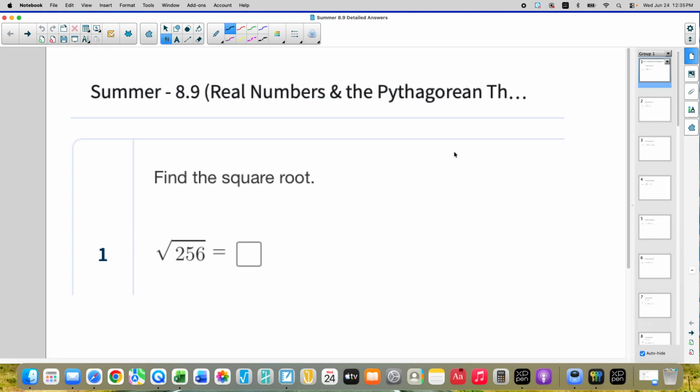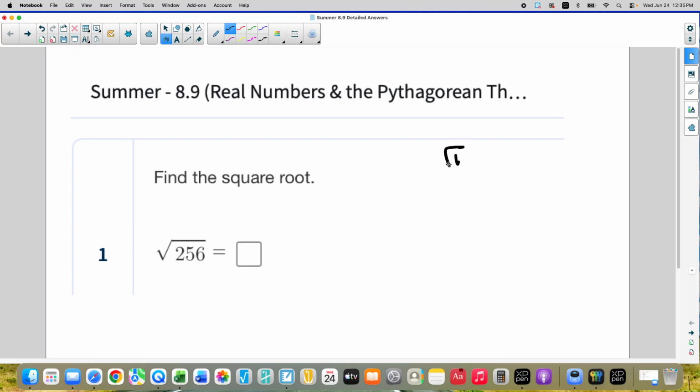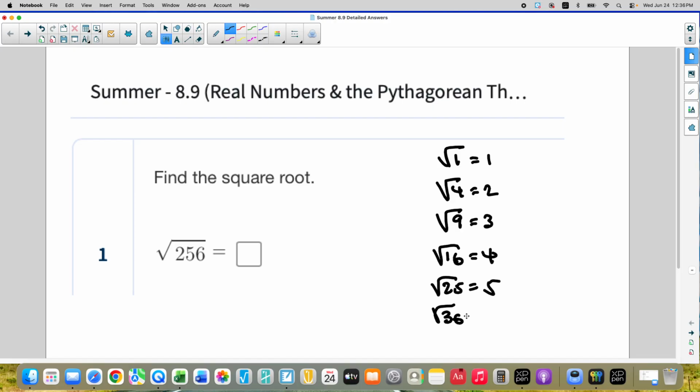Many students just memorize square roots. Square root of 1 equals 1. The square root of 4 equals 2. Square root of 9 equals 3. Square root of 16 equals 4. Square root of 25 equals 5. Square root of 36 equals 6. Square root of 49 equals 7.